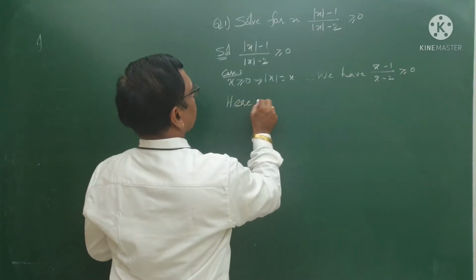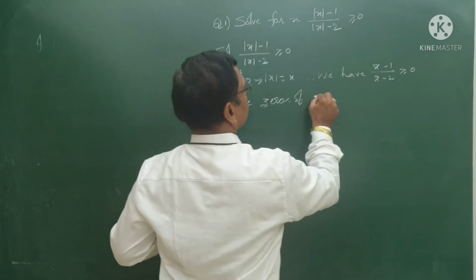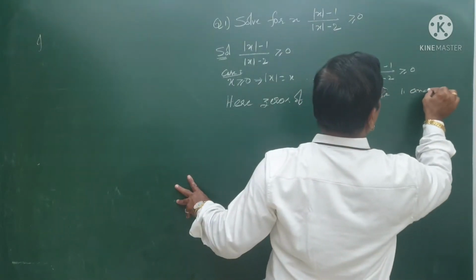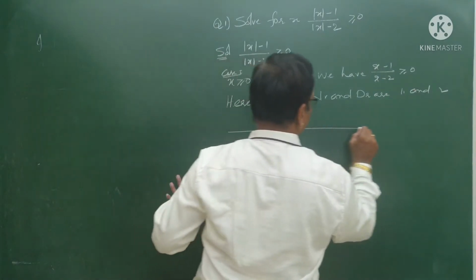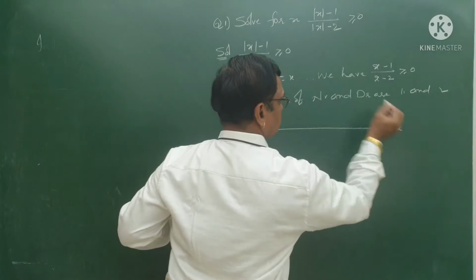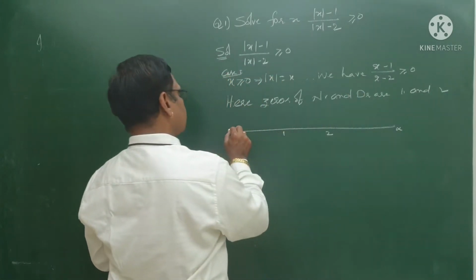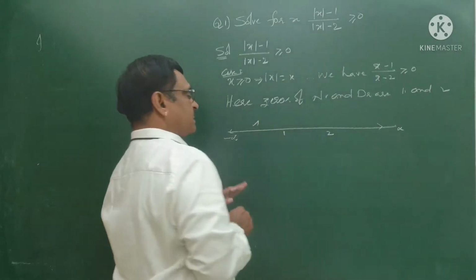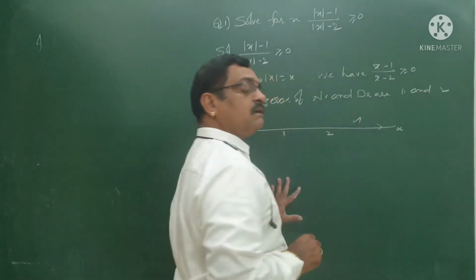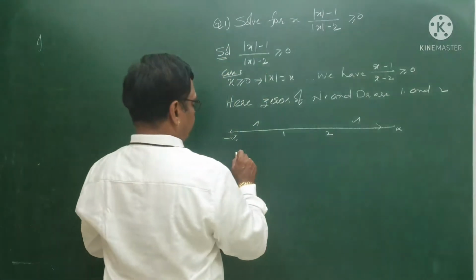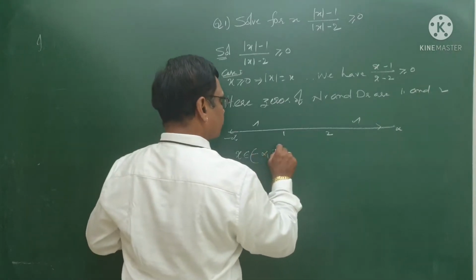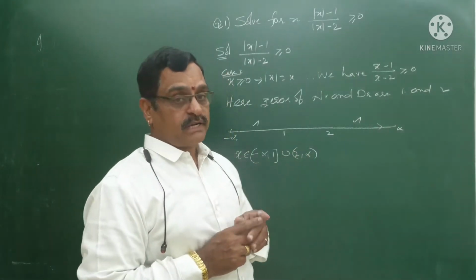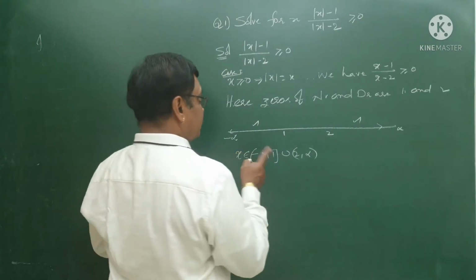Here, zeros of numerator and denominator are 1 and 2. Next step is to take a real line and locate these two real numbers on it. Now you have to select the suitable intervals. Minus infinity to 1 and 2 to infinity are suitable intervals. Therefore, x belongs to minus infinity to 1 union 2 to infinity. Here 1 is included and 2 is not included. You know very well the reason for that. Then you have to get the final answer in this case.